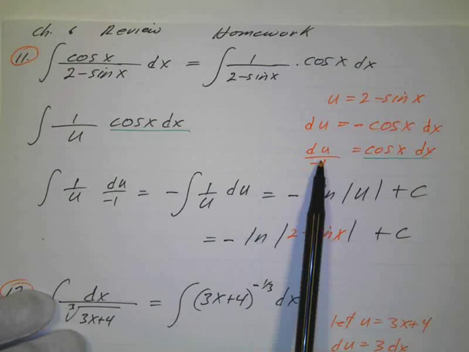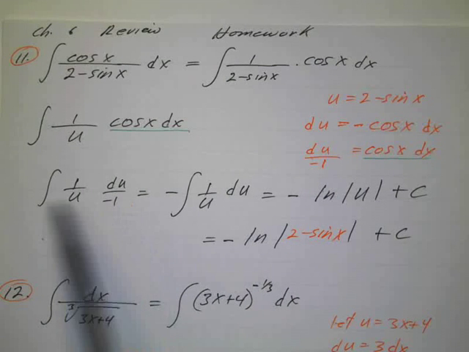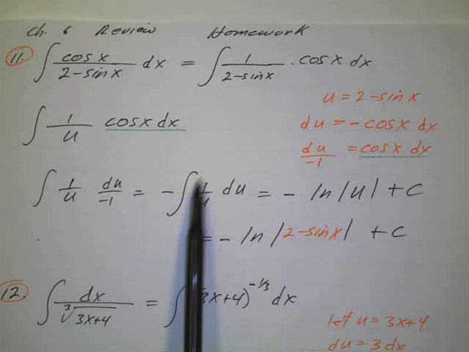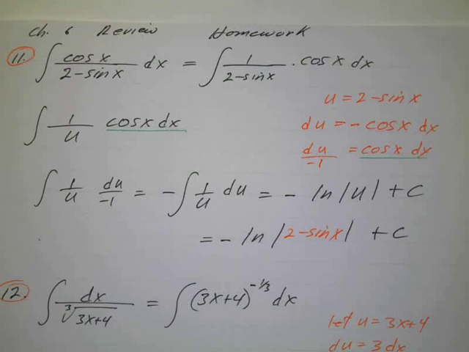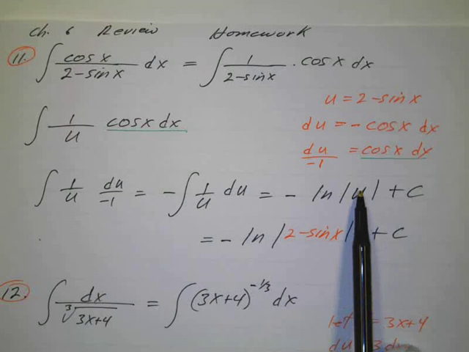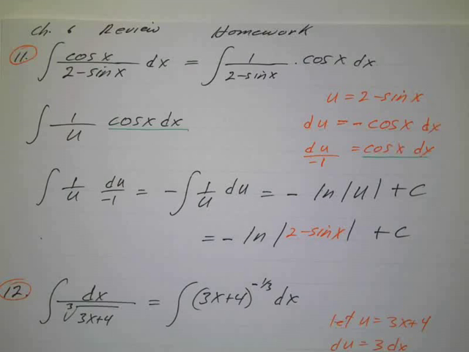So instead of writing cosine x dx, I can write du over -1. And then I can bring the -1 out in front. I've got 1 over u du with a negative sign. And the antiderivative of 1 over u du is the natural log of u plus c. And I've got the negative. And then what's actually u? U is that.